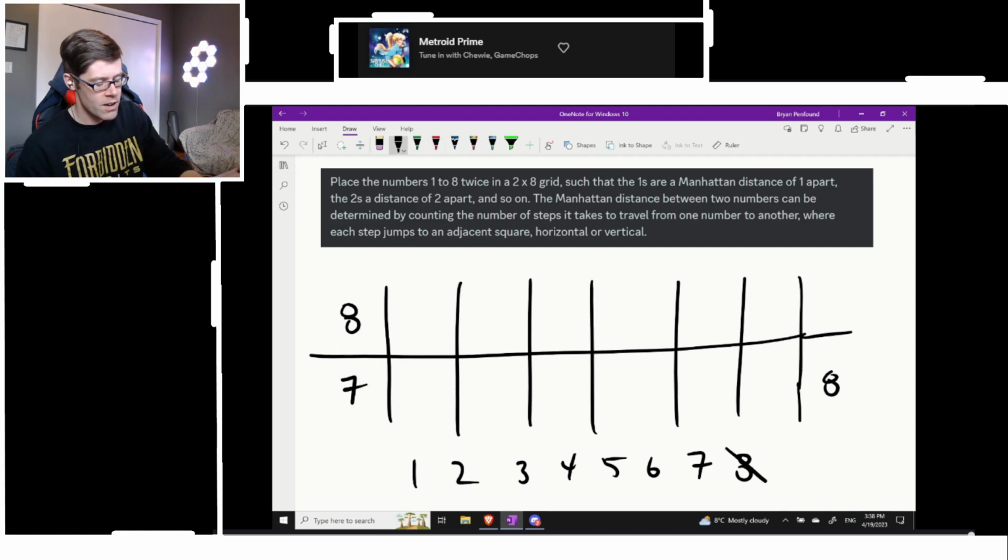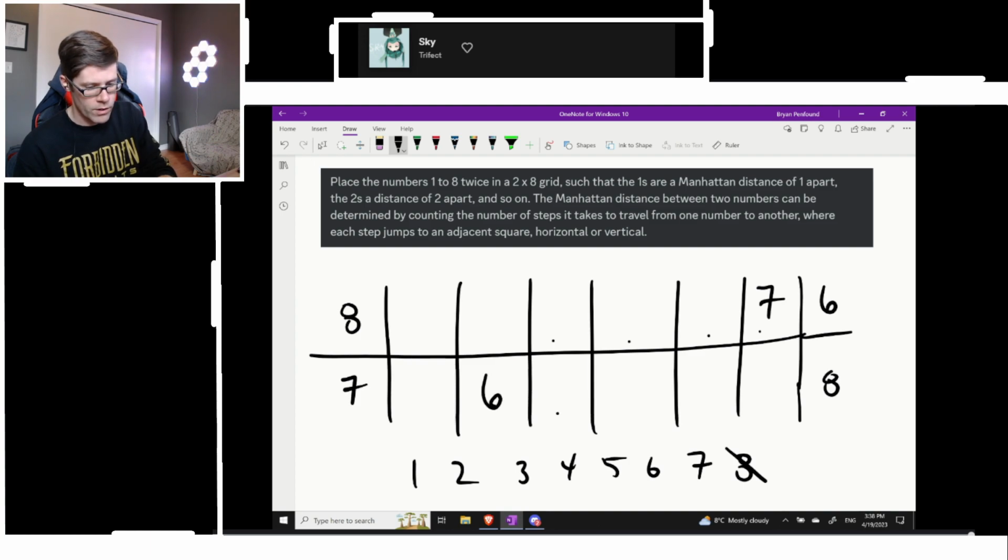What if I put a 7 here? 1, 2, 3, 4, 5, 6. So that 7 would have to go here. That would be fine. I could put a 6 in here. I really could put anything in here. But what if I put a 6 here? So 1, 2, 3, 4, 5. So I'd need a 6 somewhere over here. 1, 2, 3, 4, 5, 6.